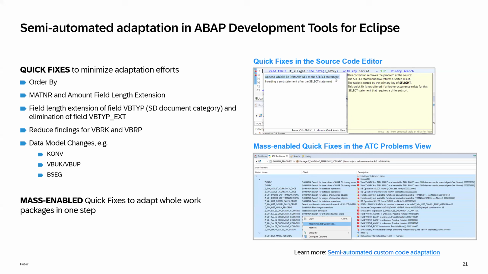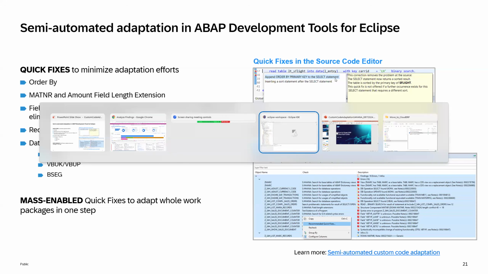We provide the quick fixes for typical simplification use cases like missing the order by and selects in your custom code, or for material and amount field length extension in S/4HANA, or different data model changes and so on. The quick fixes can be executed one by one, or you can benefit from using the mass-enabled quick fixes in order to fix all the findings in one shot. If you use the quick fixes for the typical simplification use cases, you can expect up to 60% of the automation rate, but only, as I said, for the typical simplification use cases.